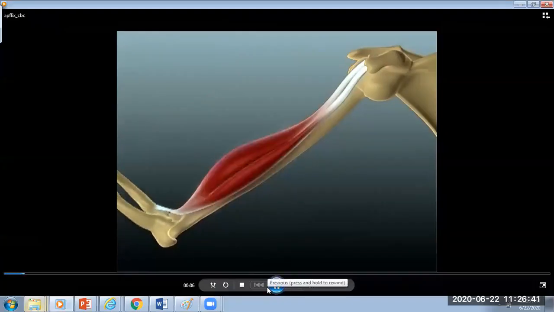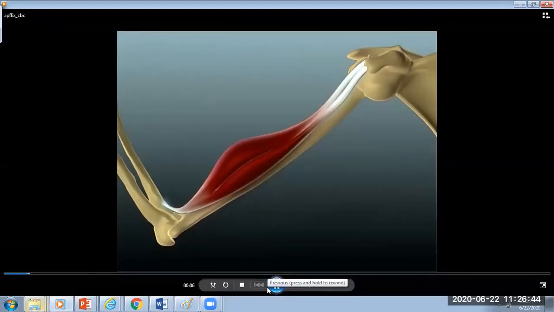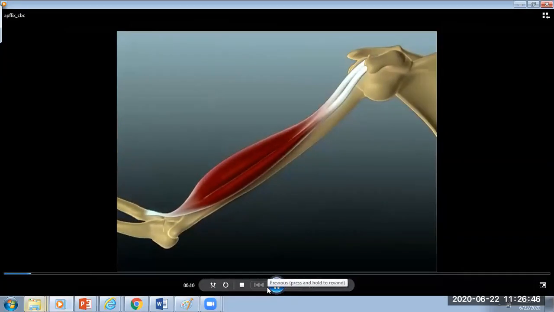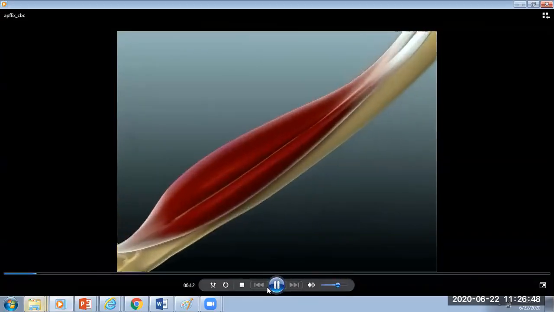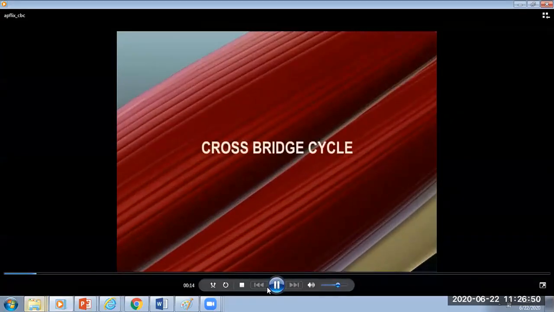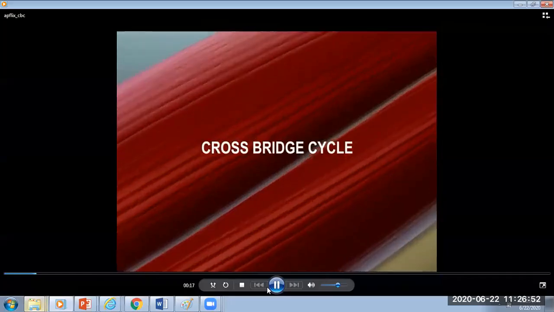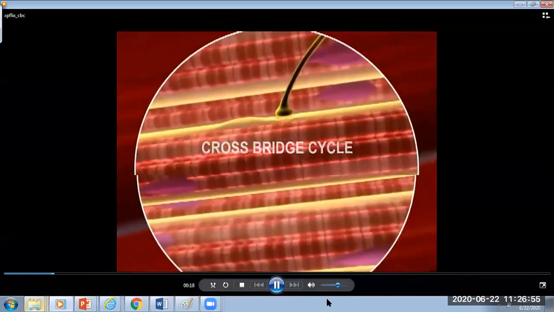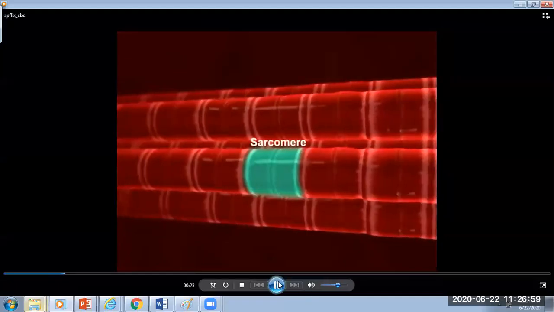The contraction of a skeletal muscle generates the force necessary to move the skeleton. A contraction is triggered by a series of molecular events known as the cross-bridge cycle. In a skeletal muscle fiber, the functional unit of contraction is called the sarcomere. You can see many sarcomeres. So look, these are the Z discs right here. And notice when you see the sarcomere getting smaller, look at the other ones. They're all getting smaller. So the whole muscle is getting smaller.